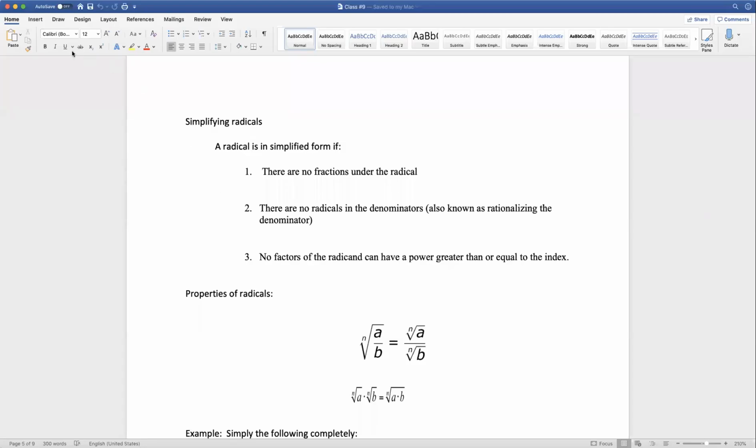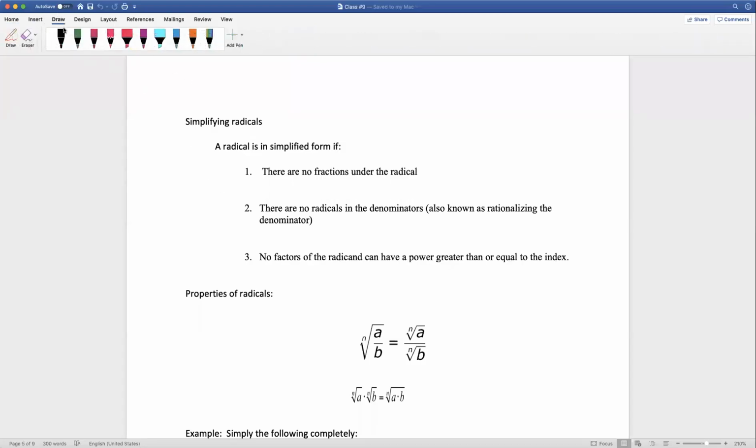So what we're going to talk about today is what it means to simplify radicals. Last class we defined radicals. We talked about how radicals and rational exponents were equivalent forms of each other. Just like in any system, when we begin to study it, think about what you did with fractions. The first thing you learn in fractions is what it means to simplify fractions. So we're going to do the same thing with radicals.